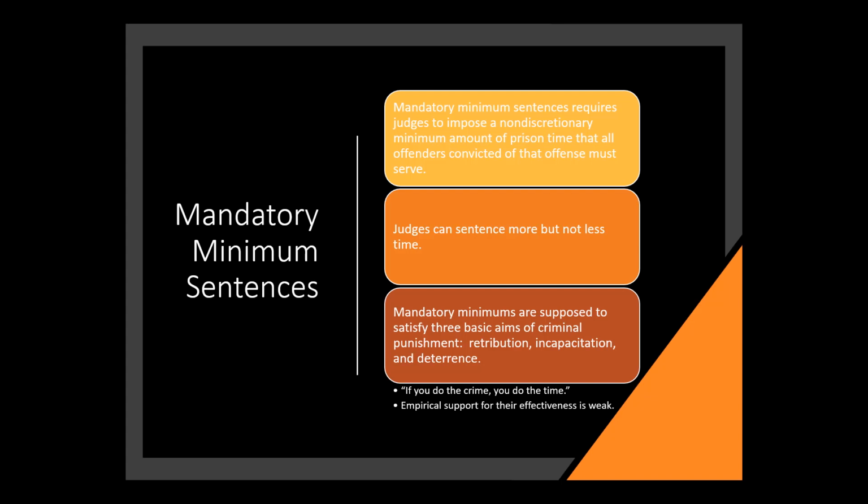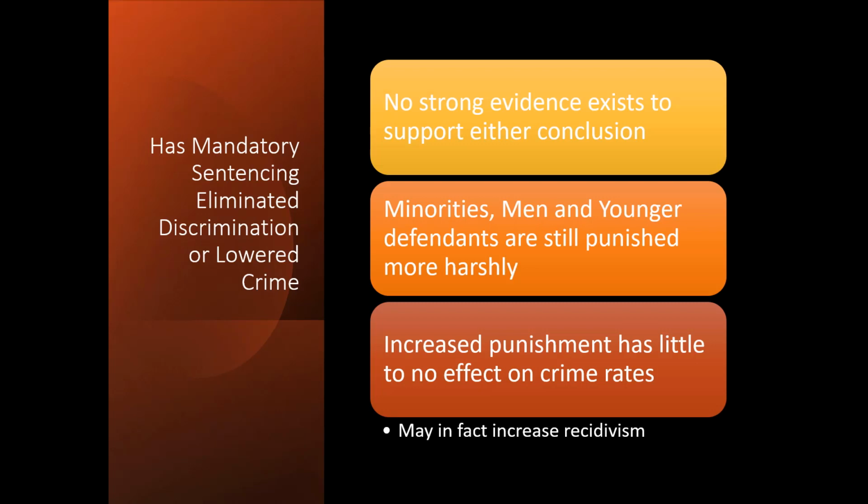But as I've said before in many of my classes, we don't operate on what's true, we operate on what we believe to be true or what we want to believe to be true. So has mandatory sentencing eliminated discretion or discrimination or lowered crime? No. Minorities, men, and young defendants all continue to be punished more harshly than other groups. An increased punishment has had no real effect on the crime rate.